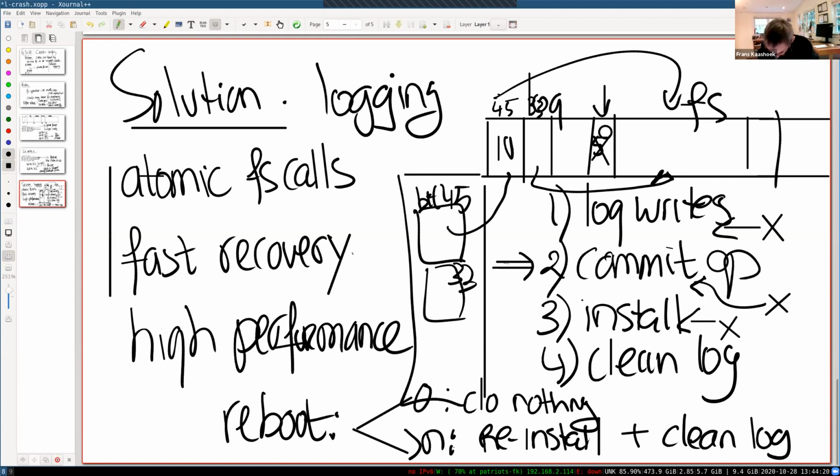Still, there's a ton of flexibility in designing a particular logging protocol, as they're typically called. I'm going to look a little bit at how this manifests itself in xv6, as a case study, to make things really concrete.